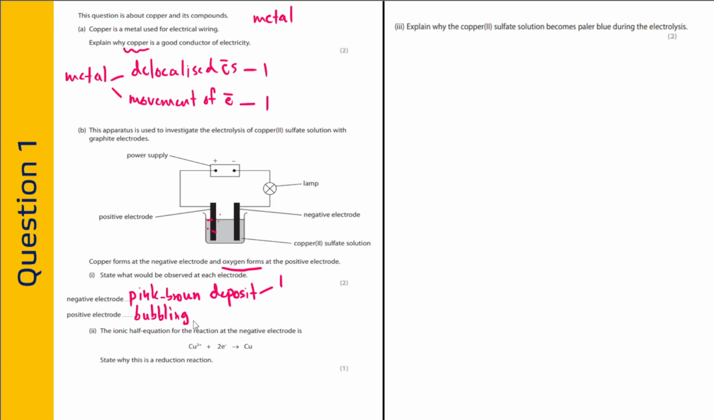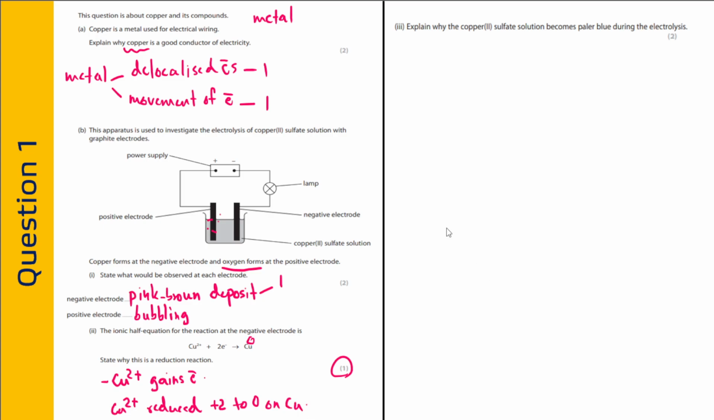The ionic half equation for the reaction at the negative electrode is this. Suggest why this is a reduction reaction. So there's a lot of ways that you can achieve this 1 mark. You can of course say that this is a reduction reaction because Cu2+ ions gain electrons, or you can say that the Cu2+ is reduced, okay, from +2 on Cu2+ to 0 on copper.